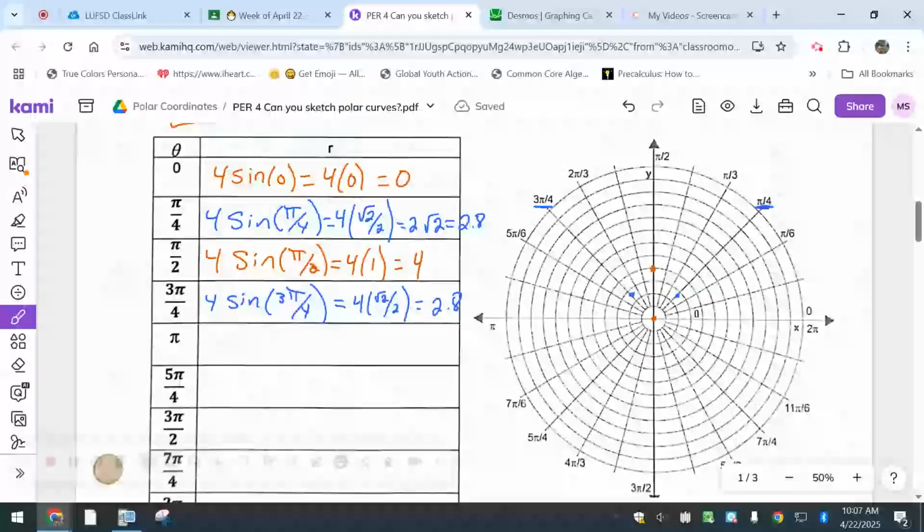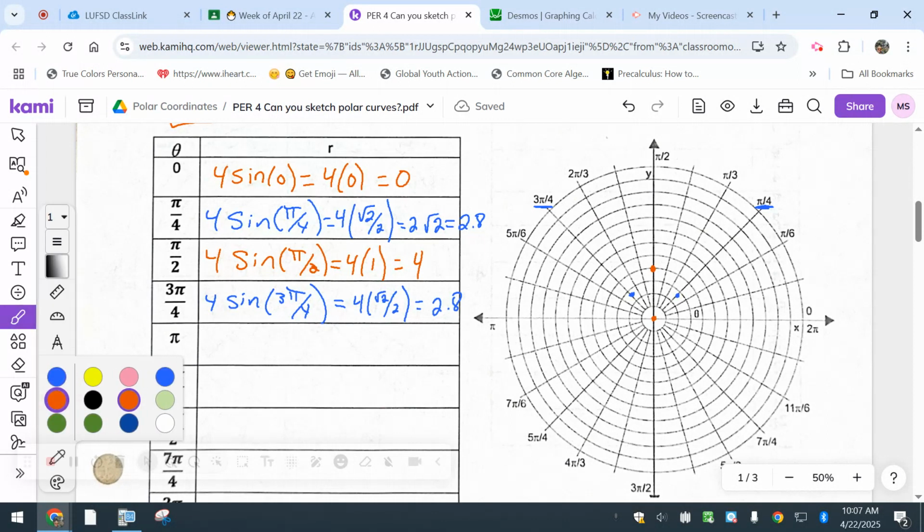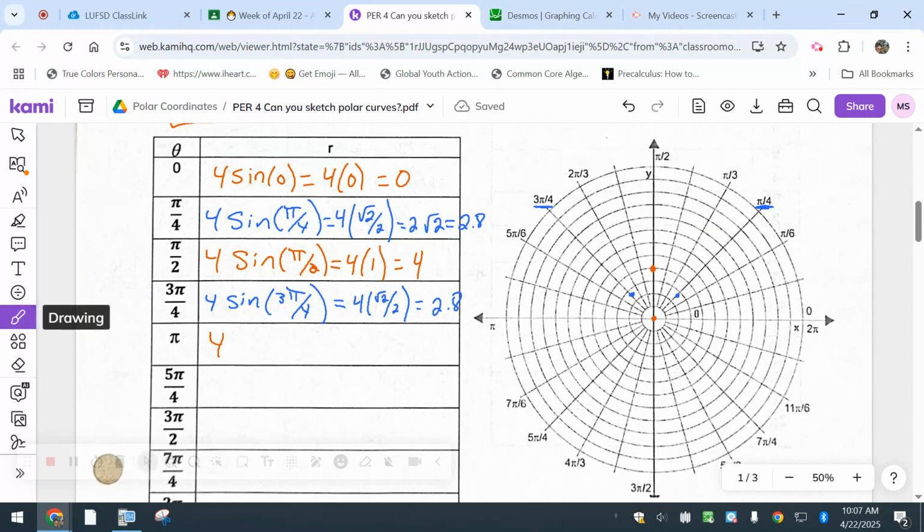Okay, now you're going to start to notice that these values are going to repeat. Let's keep going, right? Let's go to pi. So 4 times the sine of pi, and when you look at pi, the sine of pi is 0. So this starts to repeat a little bit, as your first one. So you don't need to put a point because you already have that point. It's like right there.